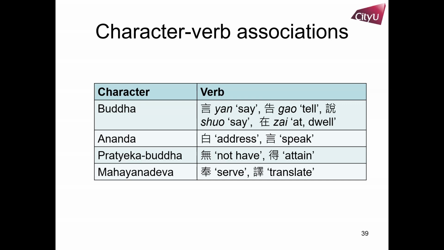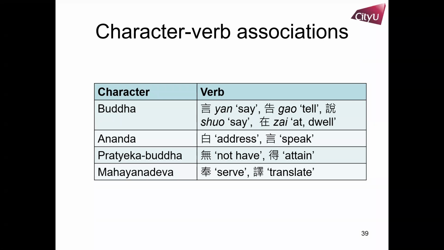There is also a Buddha called Pratyekabuddha, and he's seen to be more abstract, and that seems to be reflected in the verb as well. So the most common one is "to not have" and "to attain," typically followed by "to attain enlightenment."